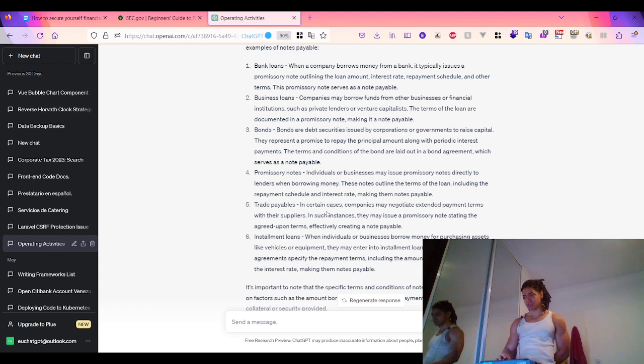Trade payable. In certain cases, a company may negotiate extended payment terms with their suppliers. In such instances, they may issue promissory notes stating the agreed-upon terms, effectively creating a notes payable.